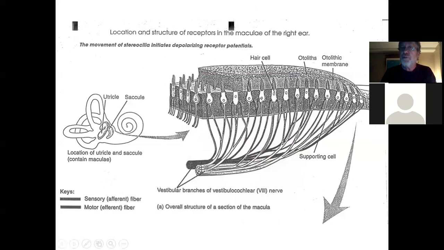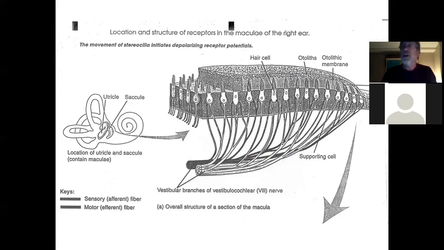Here are the hair cells. Notice some of them are fat and some are skinny. The fat hair cells are called type 1. They send info to the brain; they are afferent. The skinny ones, type 2, are efferent. They take info from the brain. Type 1, type 1, type 2, type 2, type 1, type 2.